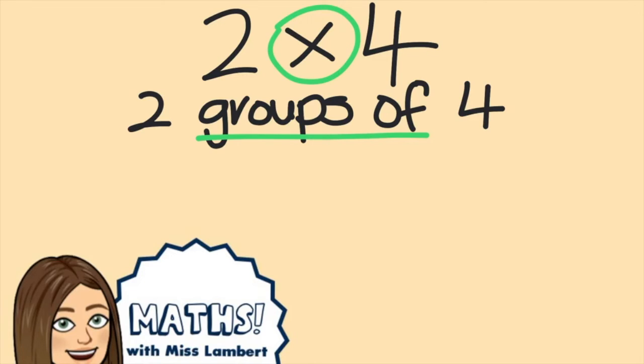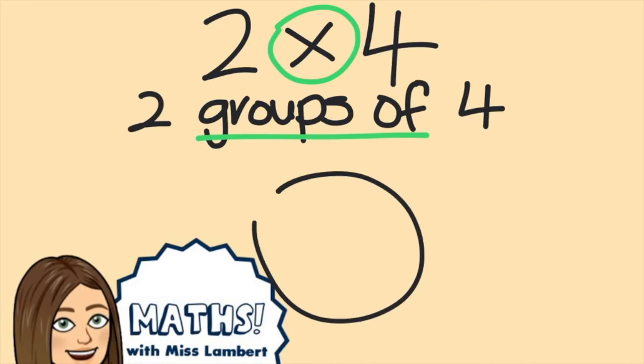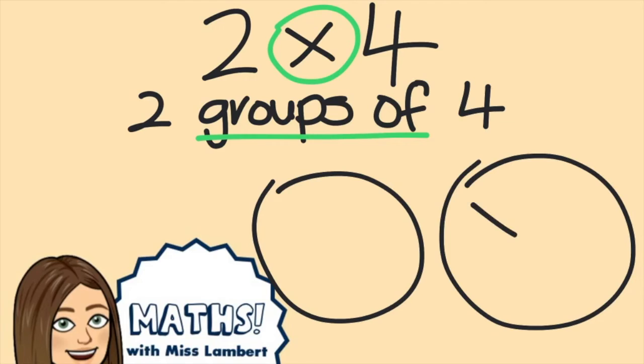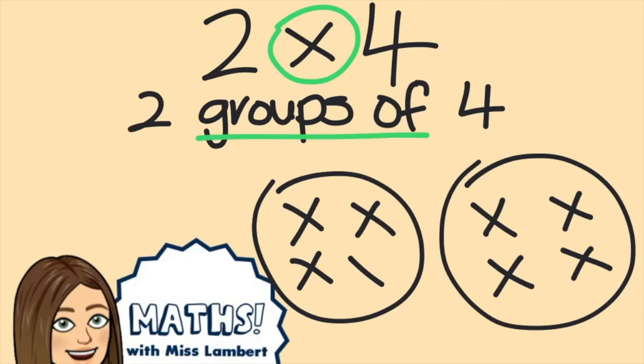If I have times tables and it means 2 groups of 4, then I can just go like this. Here's 2 groups, and I put 4 in each group. Easy peasy. So I've got one group here and there's 4 in it, and I've got another group here and there's 4 in that one too. So I've got 2 groups of 4, and I know my doubles, so I know that 4 and 4 is 8. That's what I've used to work it out. 4 plus 4 equals 8.